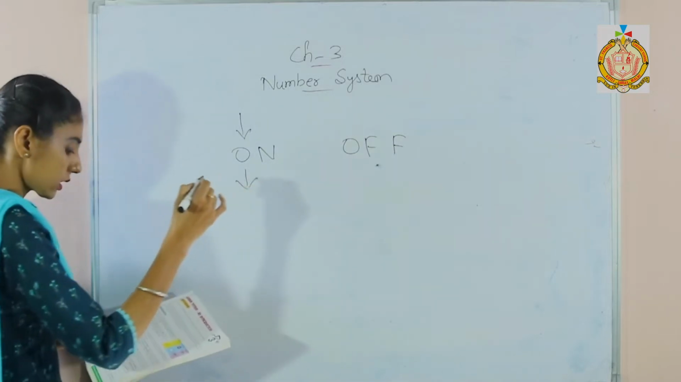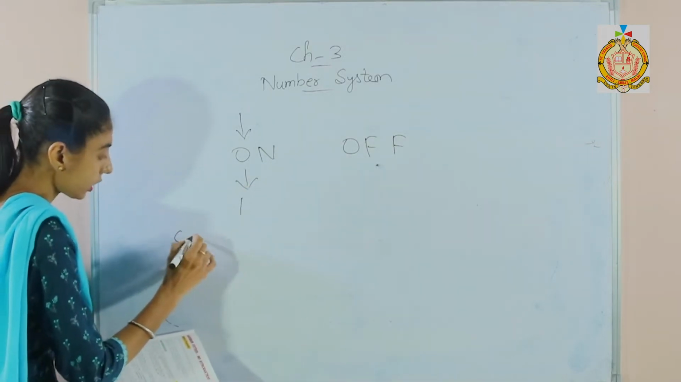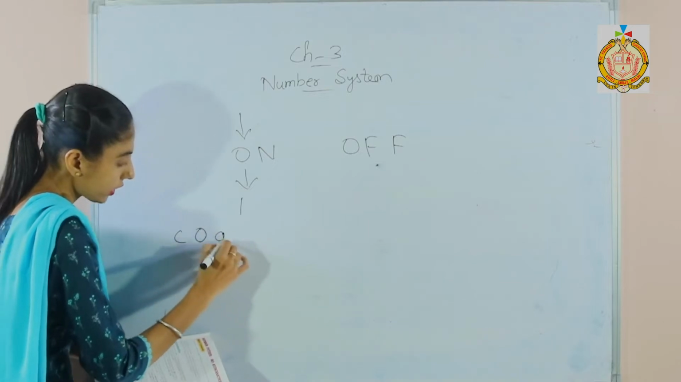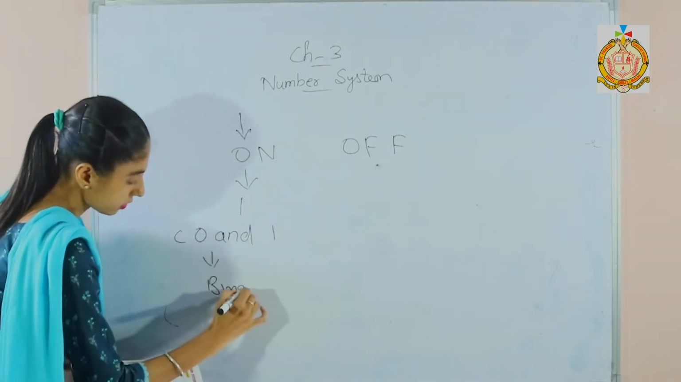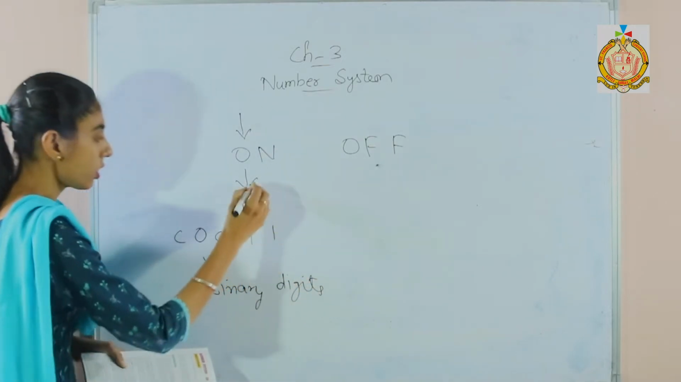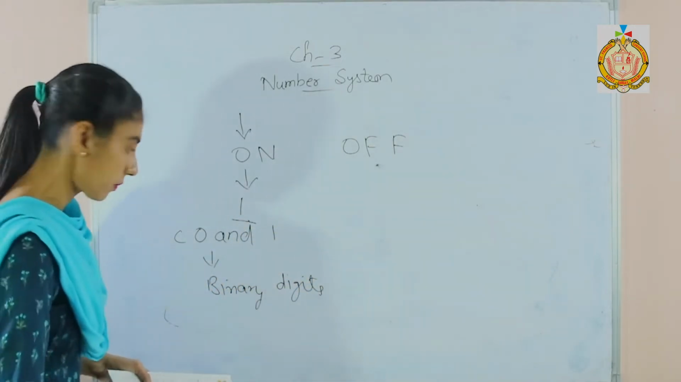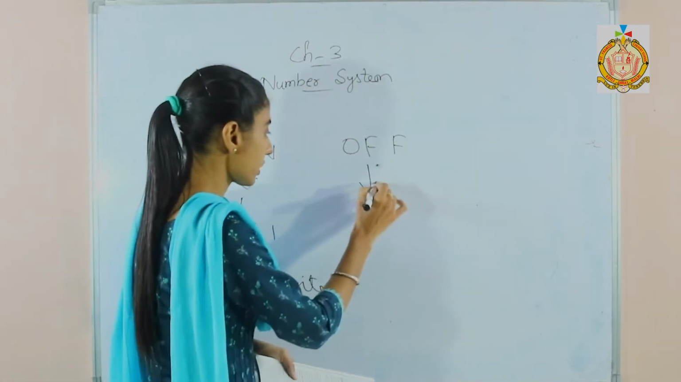On represents 1 because computer understands only two digits, 0 and 1, and they are called binary digits. So on represents 1 and off represents 0.